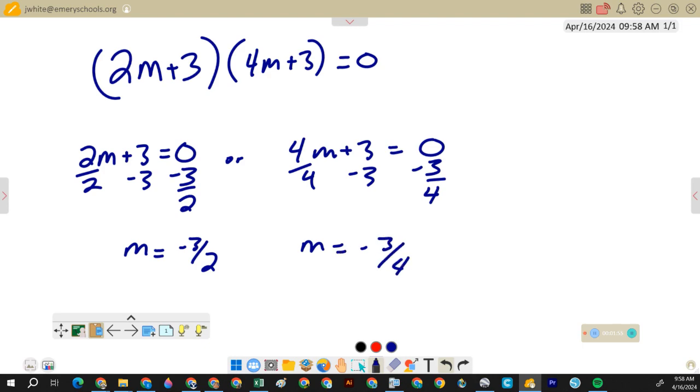So if I were to graph this quadratic, so negative 1.5 and negative 3 fourths, that parabola would look something like that. Okay. All right.